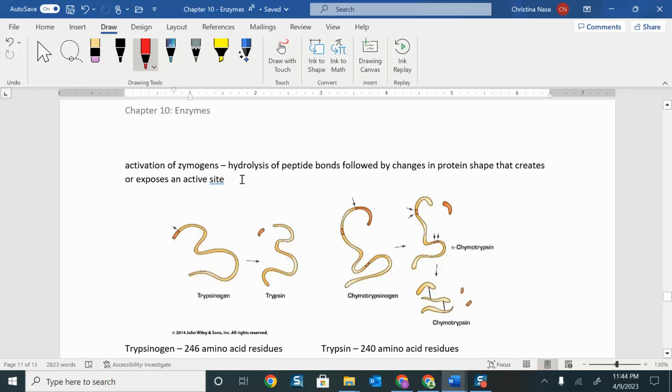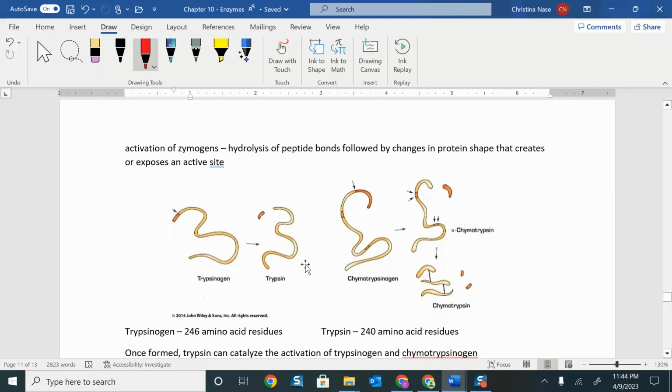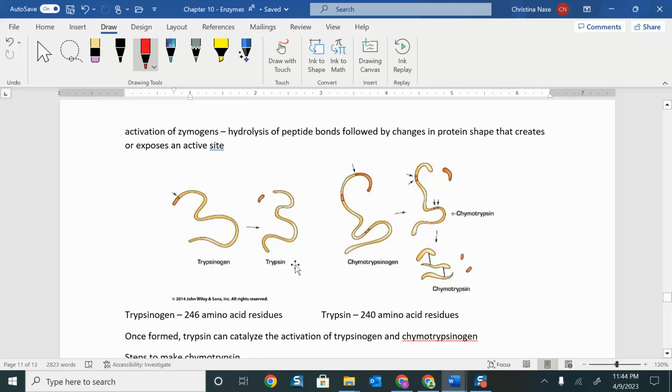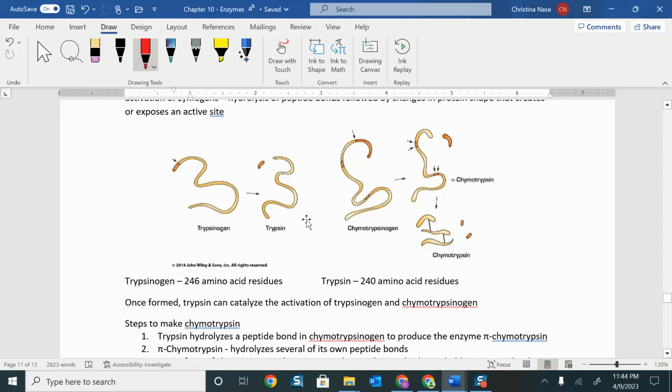So you can activate the zymogens by hydrolysis of the peptide bonds. So here is trypsinogen, and then here's trypsin. Trypsinogen is 246 amino acid residues, whereas trypsin is just 240. So once you cut off those 6 amino acid residues, now you've got the active form of trypsin. It undergoes some conformational changes. It exposes the active site and makes this thing active.